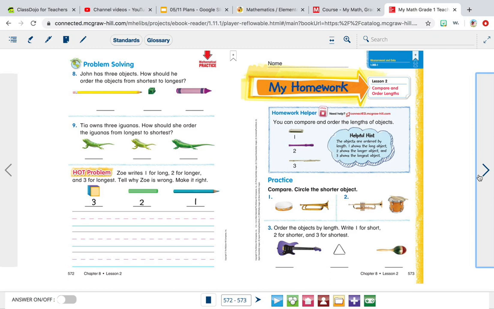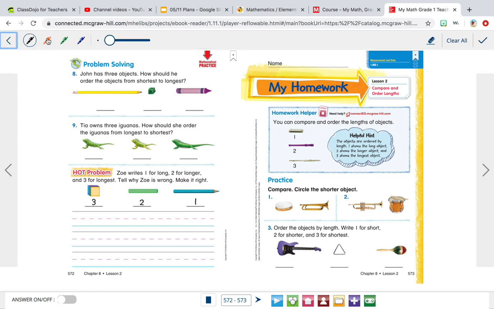John has 3 objects. How should he order the objects from shortest to longest? So if John were to put these in order, which one is the shortest? So we have this little block, this crayon, and this pencil. Which one is the shortest? I hope you're saying this little block right here.